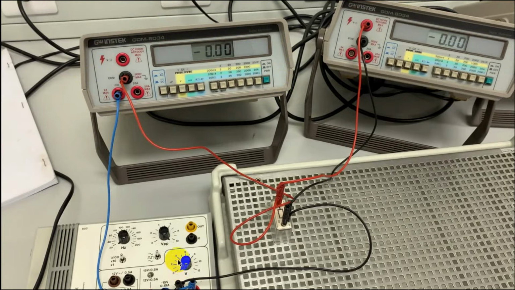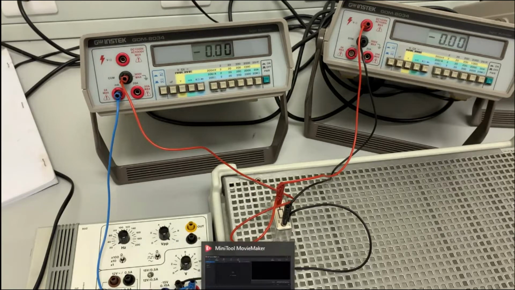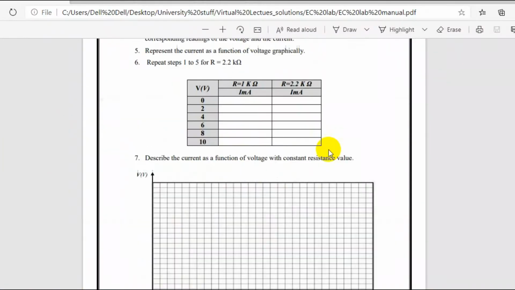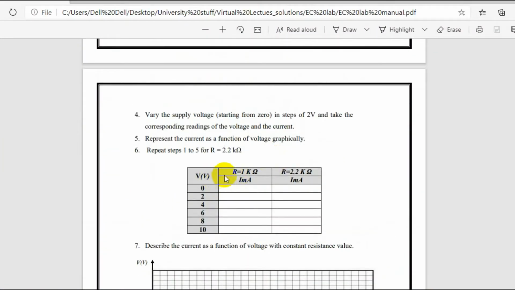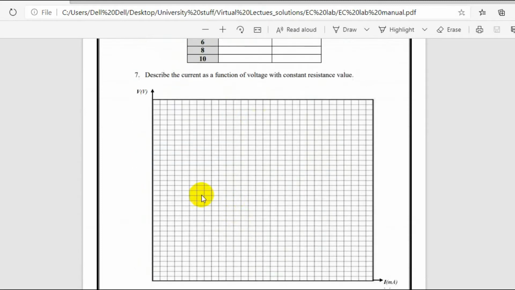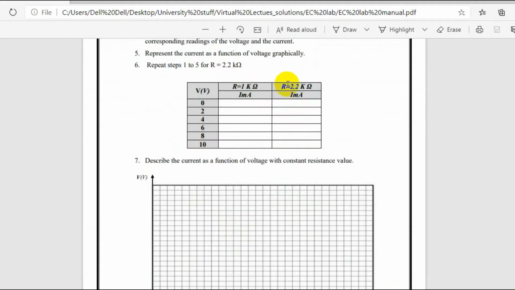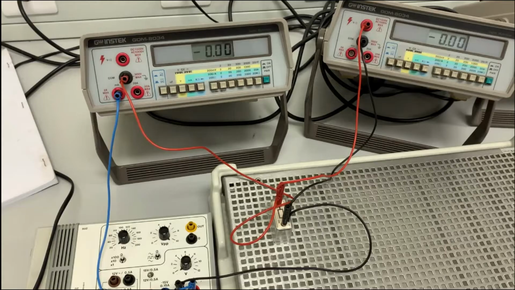Now I will change the voltage from here. I will change the voltage from 0 to 4, 6 to 10, and I will take the corresponding currents with the help of the ammeter. Later on I will draw the graph here. First I am using R equal to 1 kilo ohm, then I am using R equal to 2.2 kilo ohm. First we are going to use 1 kilo ohm, and we will take the values.